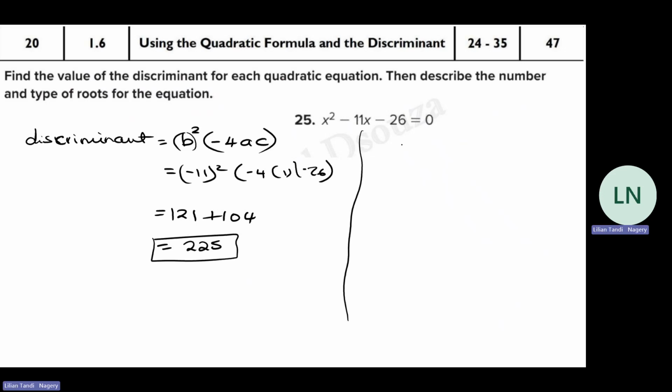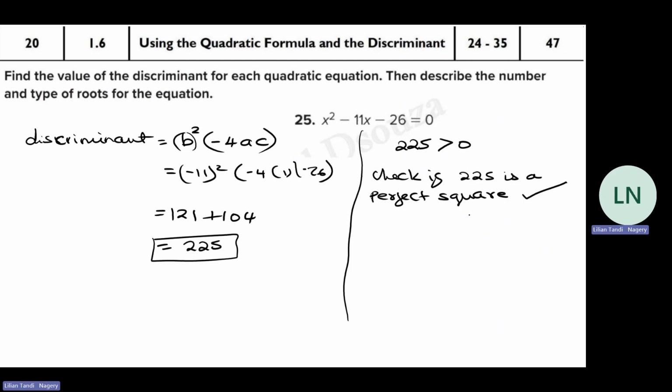So now I'm going to check here. 225 is greater than 0. Now check if 225 is a perfect square. I should know my timetables, so I should be able to say yes. But if you don't know, you have to do square root of 225. And I got 15, so I am correct. 15 times 15, same number. If I multiply, I get 225, so I'm good.